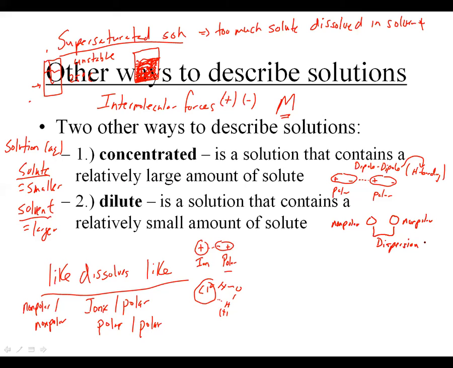So that idea of like dissolves like: polar and polar things are good, they'll be soluble. Nonpolar and nonpolar things will be soluble in each other. Ionic things and polar things will be soluble in each other, but you really only run into problems when you cross over with nonpolar and polar, which are not going to be soluble in each other.